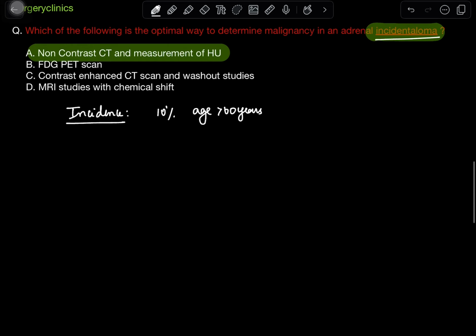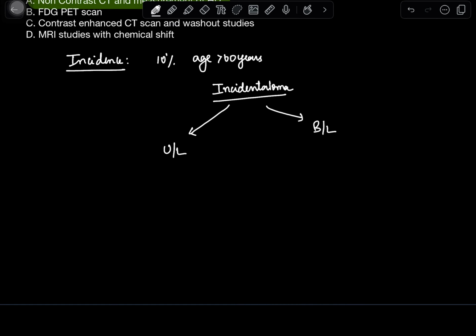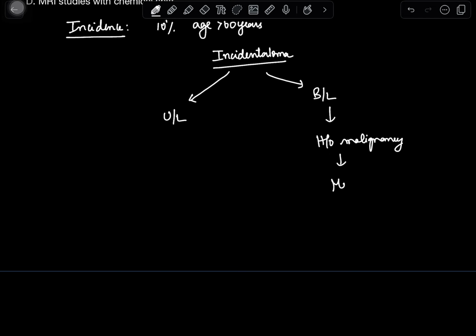The basic thing we need to understand here is that whenever you encounter any incidentaloma in your practice, the first thing you need to ask is whether it is unilateral or bilateral. Most of the time, if it is bilateral and the patient has a history of malignancy in the past or right now, this can be a metastatic lesion, and for metastatic lesions the treatment will vary.